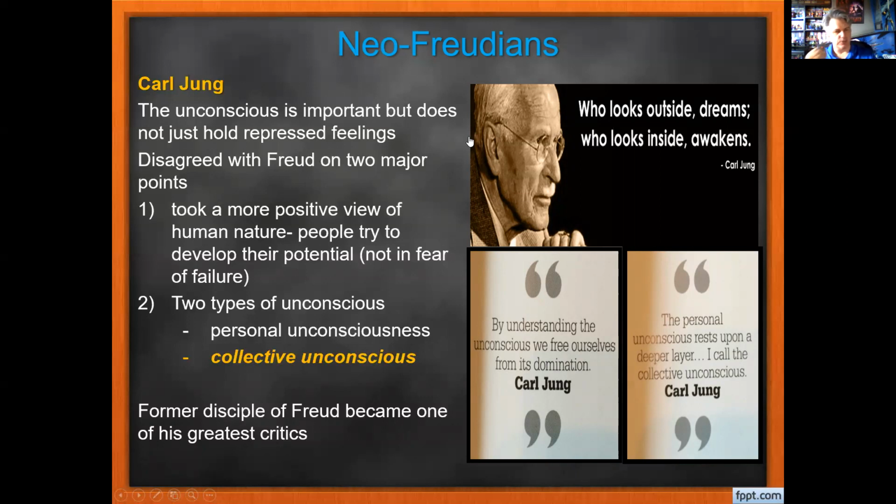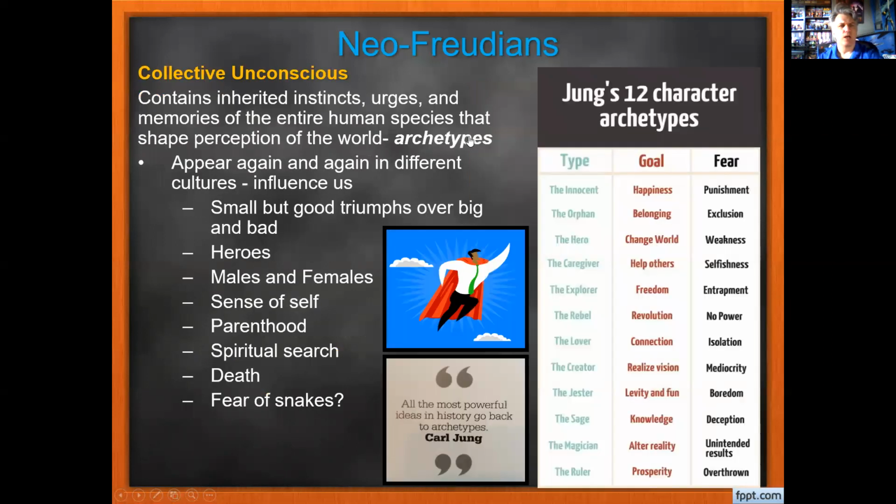He said there's two types of unconscious. There's the personal unconscious, which Freud talked a lot about, but along with neo-Freudians in the psychodynamic theory, there's something called the collective unconscious. With the collective unconscious, we all have these similar beliefs and similar ideas. The personal unconscious rests upon a deeper layer, which Carl Jung called the collective unconscious, where we can understand one another, read one another, the micro expressions, all that nonverbal communication happening unconsciously, we can still pick up. This collective unconscious holds inherited instincts, urges, and memories of the entire human species, where we've learned about things from the past and we don't want to repeat them. They appear again and again in different cultures, and all of these things influence us.